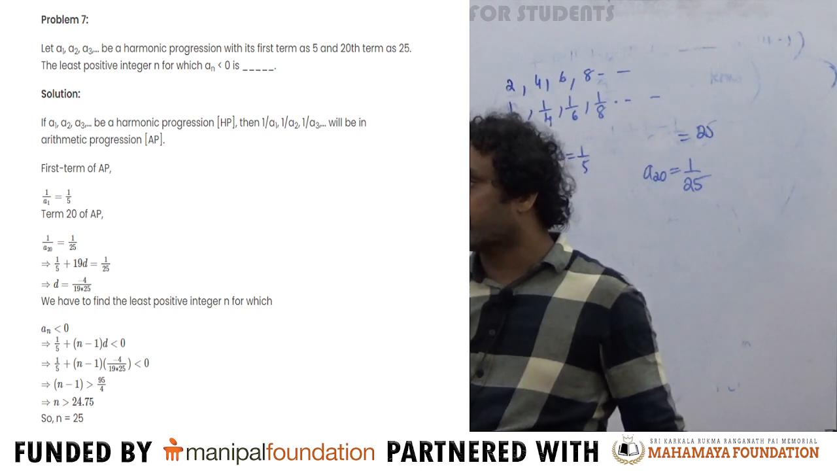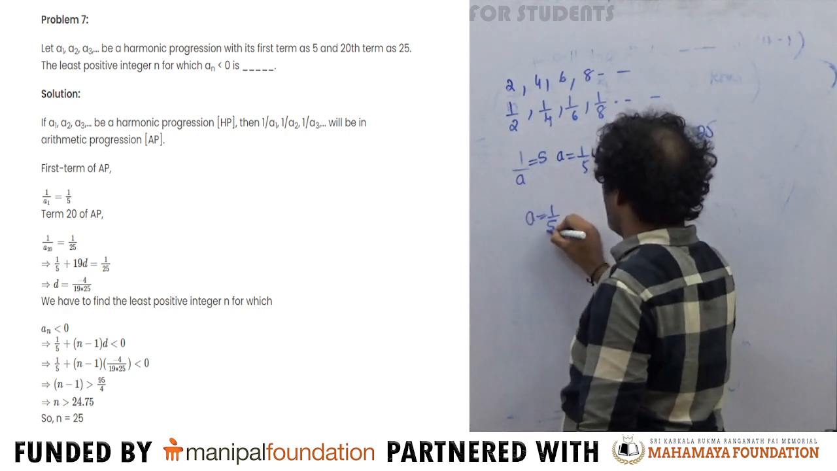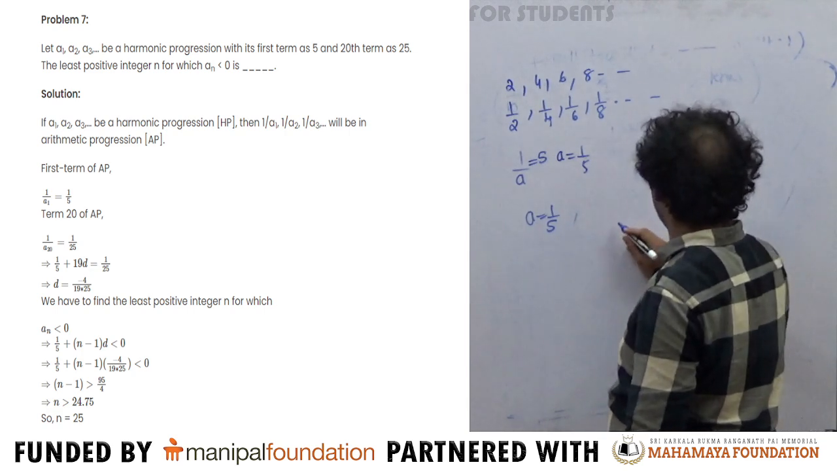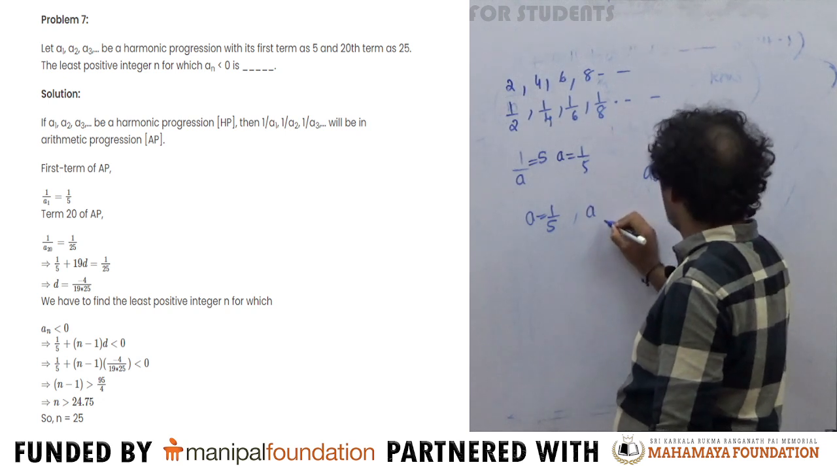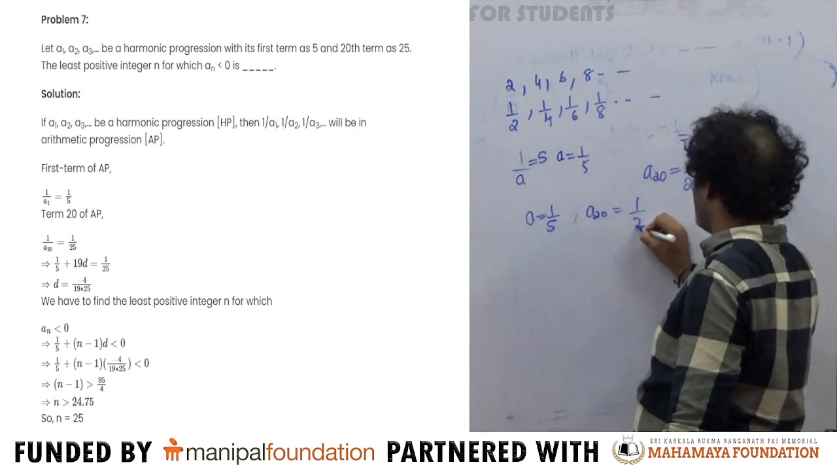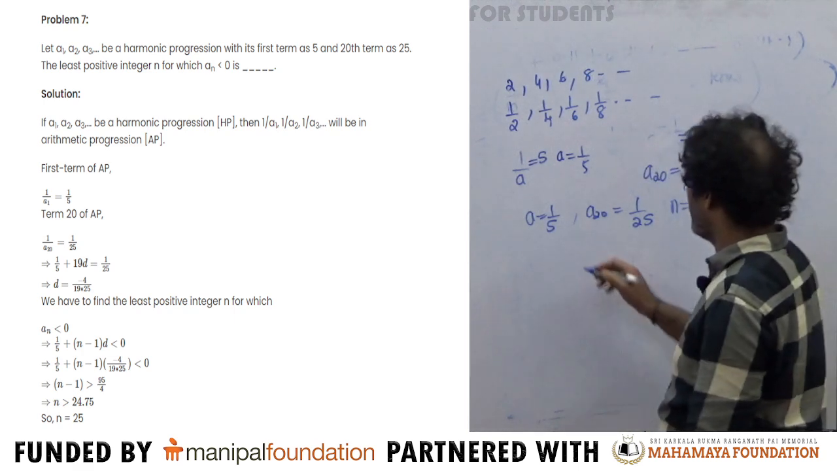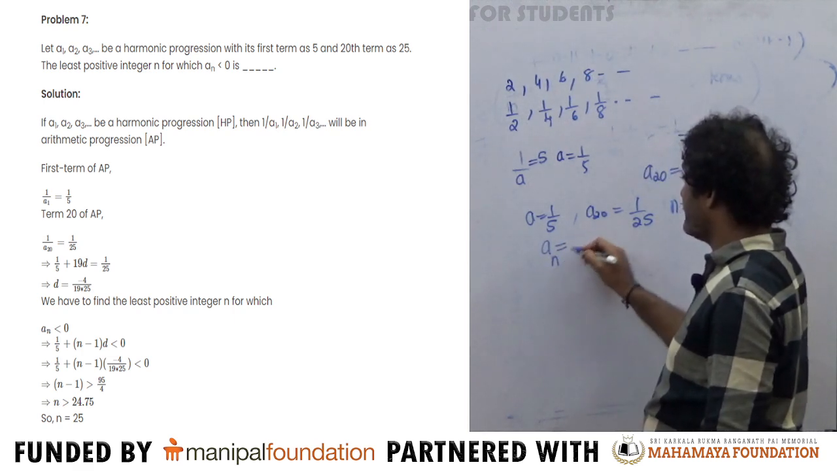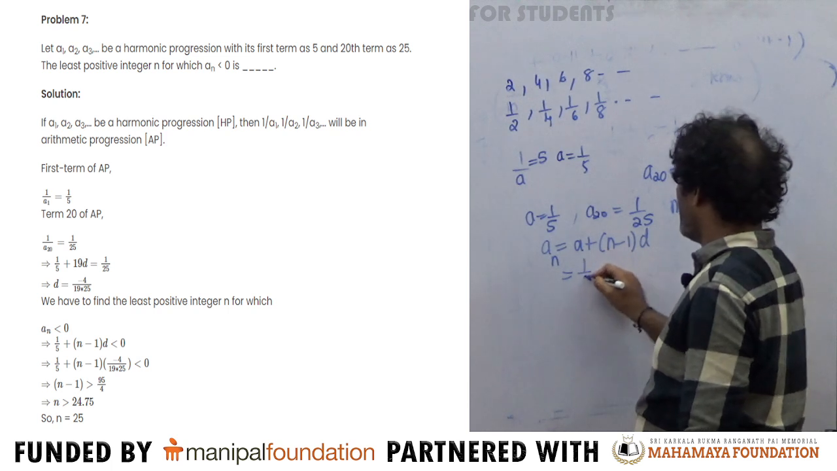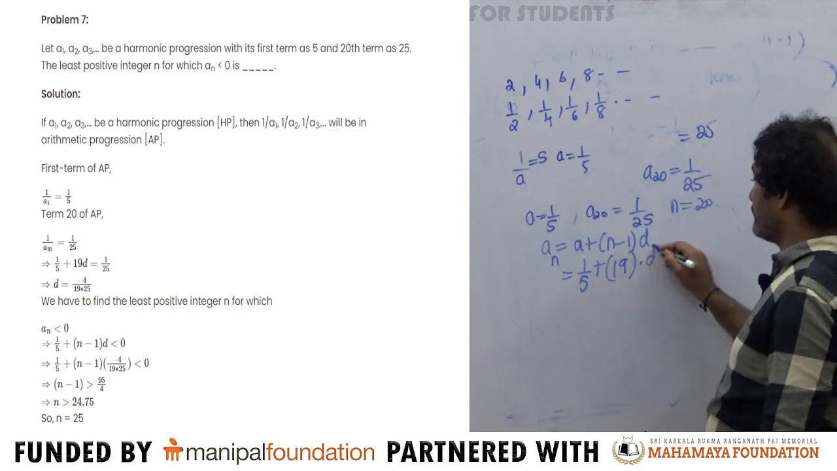Is that okay? So what we'll do is, A is 1 by 5. We'll only solve for AP, okay? We are not bothered about GP. A is 1 by 5, and A20 is 1 by 25, which means N is 20. D we don't know. So do we know the formula? AN is A plus N minus 1 into D. 1 by 5 plus N minus 1, 19, into D we don't know.